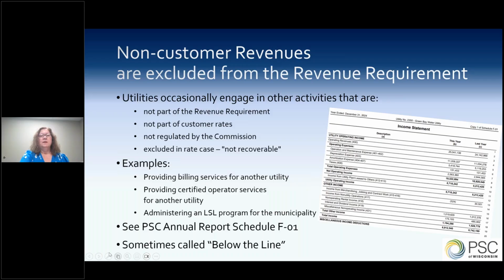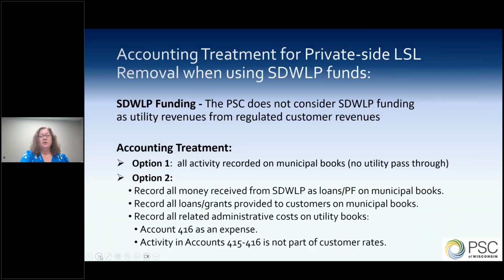So what about some of these non-utility revenues that Andy talked about? He talked about utilities occasionally doing some other types of activity, perhaps offering billing services for some smaller utilities nearby, or offering a certified operator, maybe having a contract with a smaller water utility nearby to provide their certified operator for the year and get paid to do that. Those are types of things that would be in the W pages.